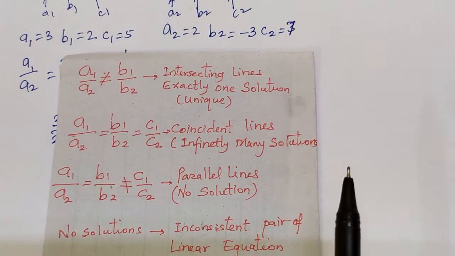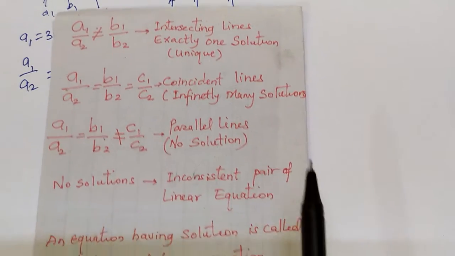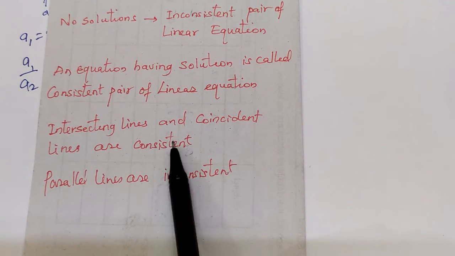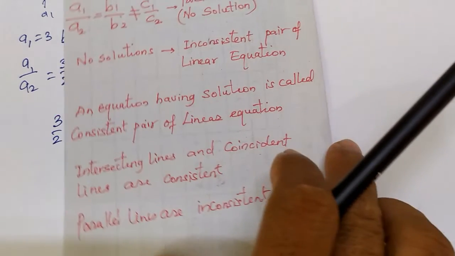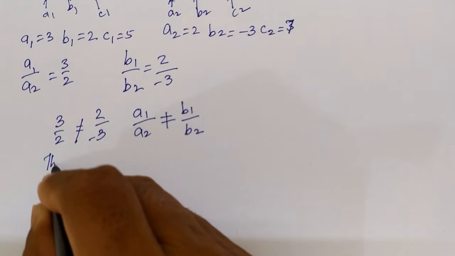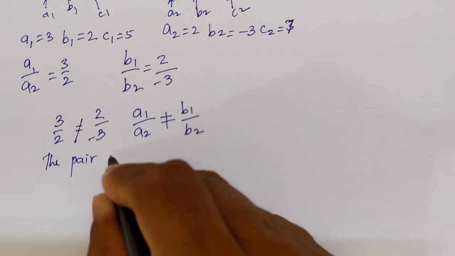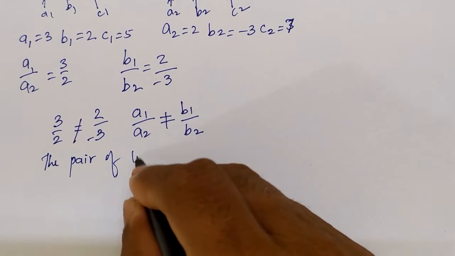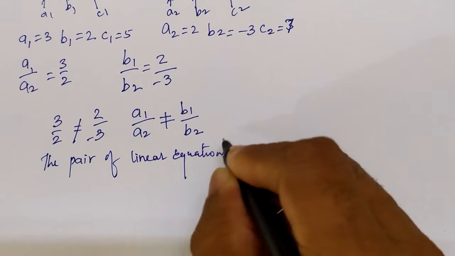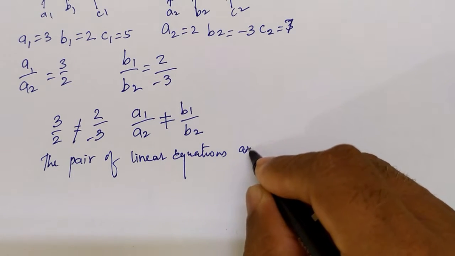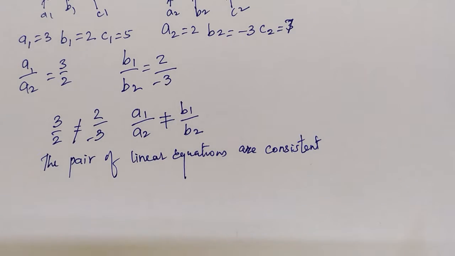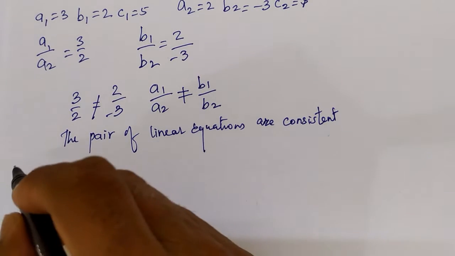It is called intersecting lines, and they have exactly one solution. Intersecting lines and coincident lines are consistent. So we'll write down: the pair of linear equations are consistent. And we go on to the second one.